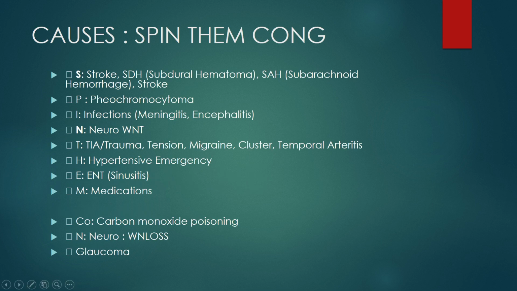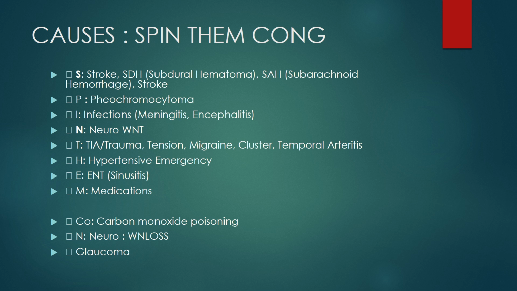So this is the mnemonic that I use. It's called Spin Them Kong. This is what I've made, but you can use any mnemonic or anything that can help you. So S is for stroke, subdural hematoma, subarachnoid hemorrhage, P is for pheochromocytoma, I is for infections, meningitis, encephalitis.